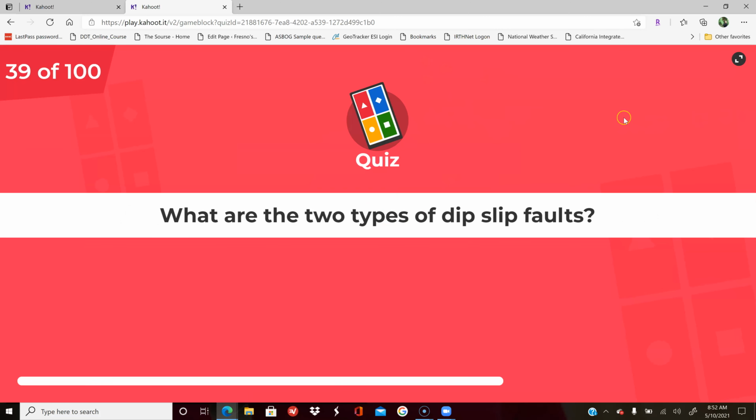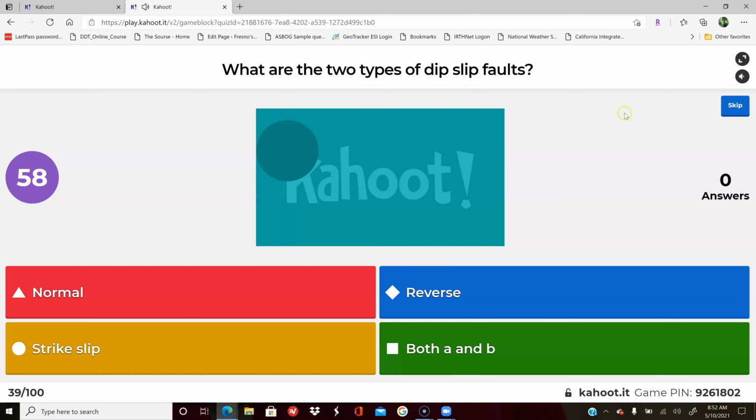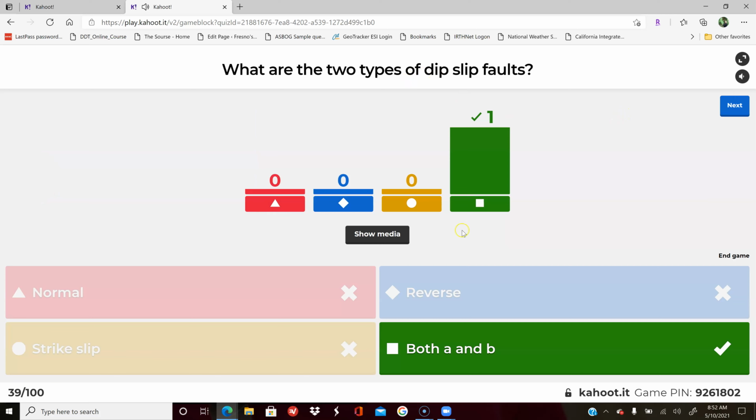What are two types of dip-slip faults? Normal, reverse, strike slip, or both A and B? That would be pretty easy because it's looking for two types, and these are single answers, so it has to be both A and B. Normal and reverse are your dip-slip faults.